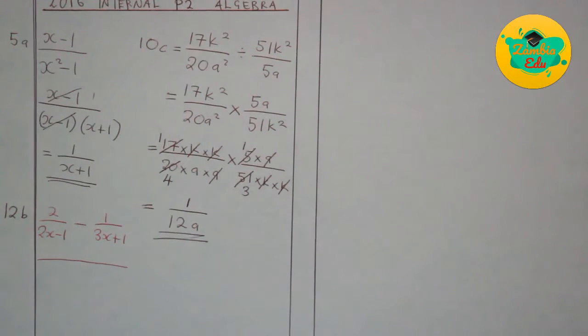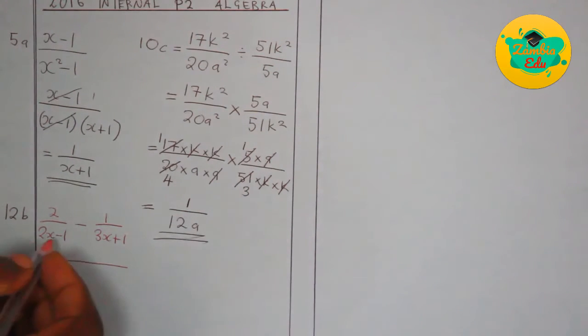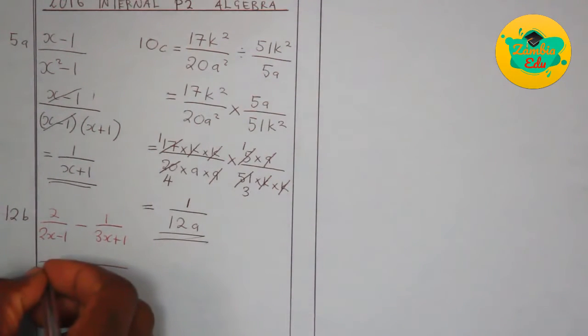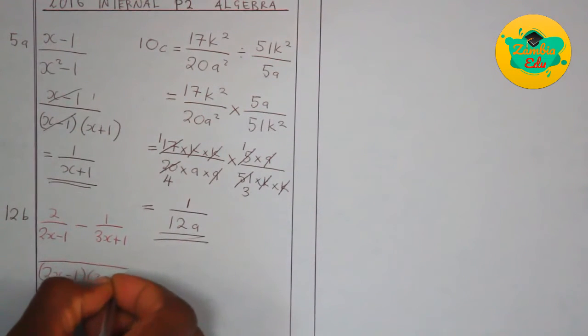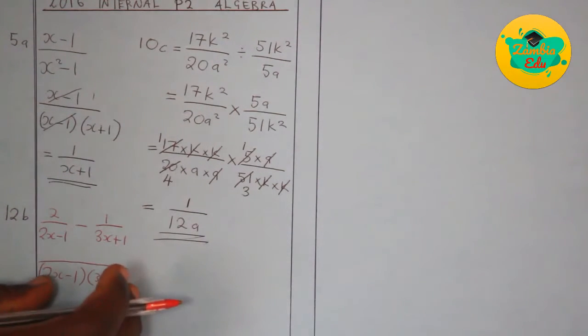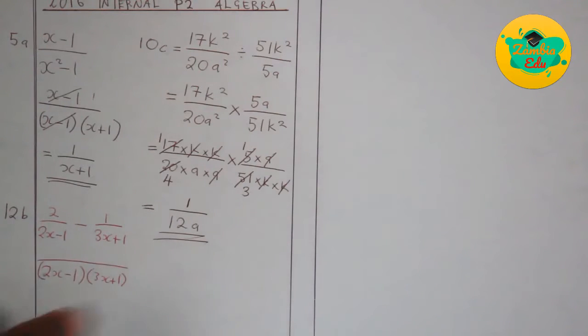To get the common denominator, since both are expressions, you put both of them in brackets in that way. Having done that, now you make the denominators go into the common denominator that we have there.